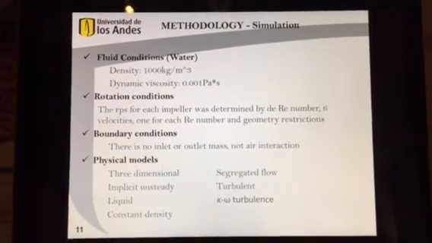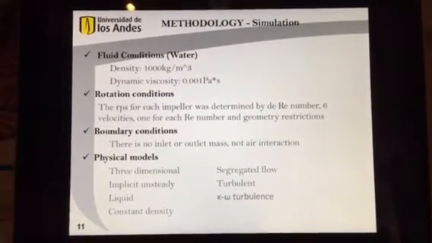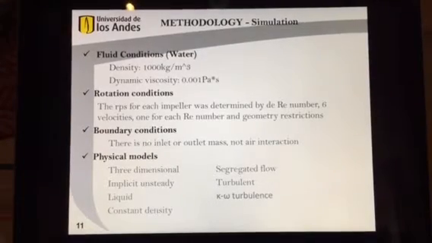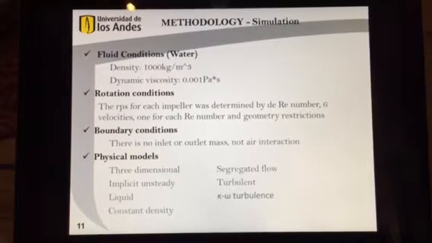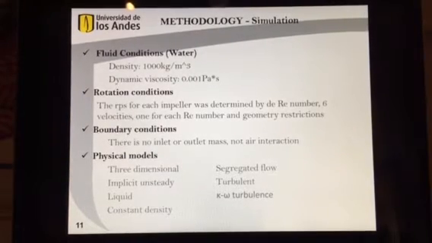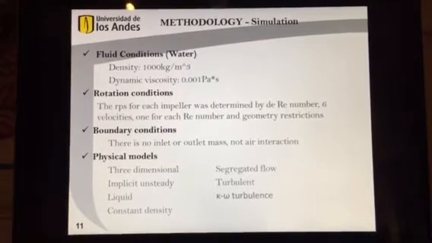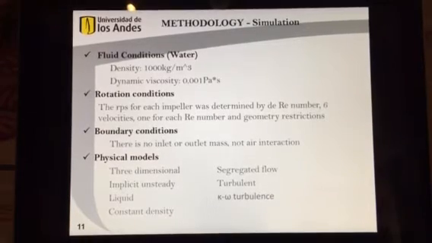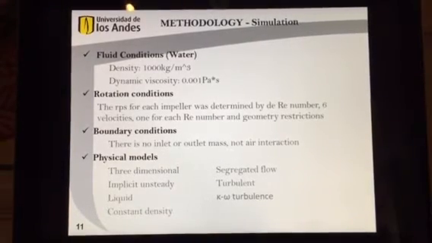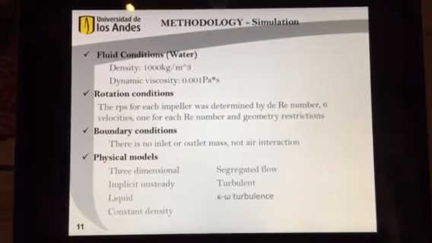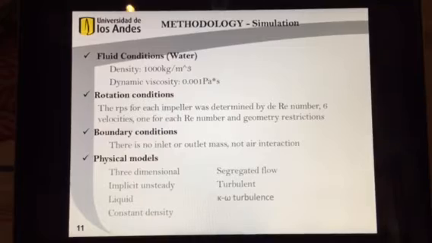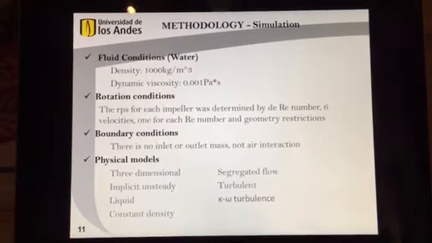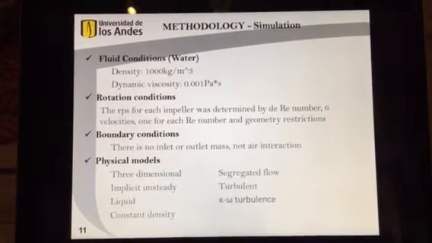Thereupon, the fluid rotation and boundary conditions as well as the physics models were specified. As fluid conditions, we had a density of 1000 kilograms per cubic meter and a dynamic viscosity of 0.0001 pascals times second. The rotation conditions were selected for each impeller depending on its Reynolds number, so there were 6 velocities for each Reynolds number and geometry. As boundary conditions, there wasn't any inlet or outlet, nor air interaction.